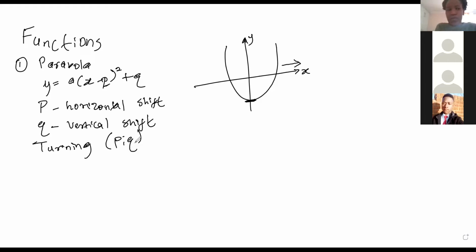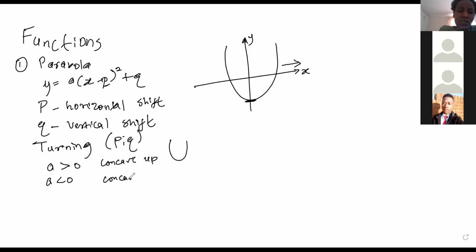Right. So the turning point is (p; q). And then this a is telling you whether the graph is looking up or concaving down. That's just the shape of the graph. If a is greater than 0, your graph will concave up, it will look up. If a is less than 0, your graph will concave down, so it will look like that. That's all I'm going to do here.